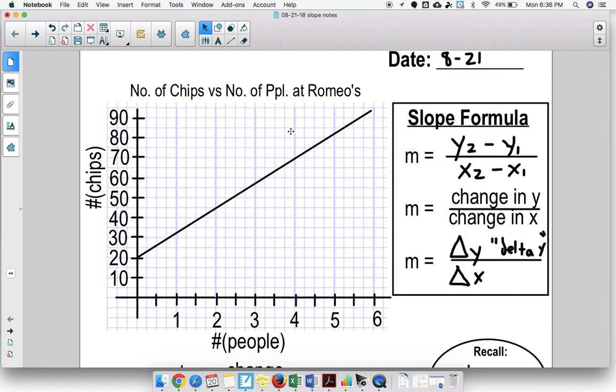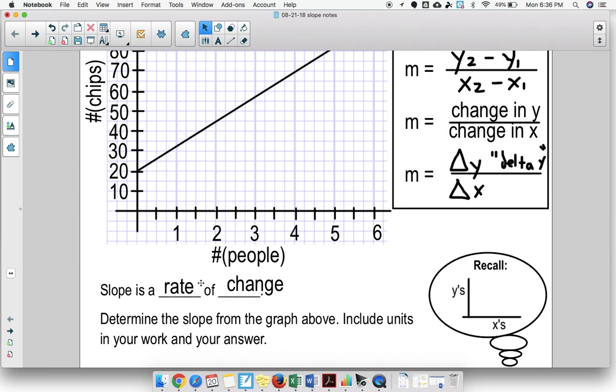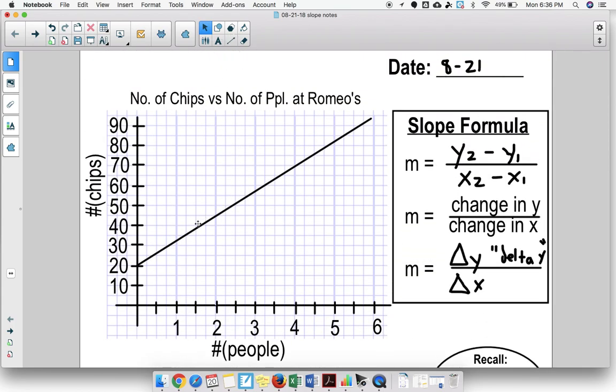And so what we want to figure out is how much it is changing. In other words, as people show up, how many more chips are we getting every time a new person comes to your table? That's basically your slope. The slope is the rate at which the y values, in this case the chips, are changing in relation to the people at the table. Okay, so here's what I'm going to have you do. We're going to pick 2 points on this line. You can pick any points on the line, but I like to look at the numbers on the x-axis and trace them up.